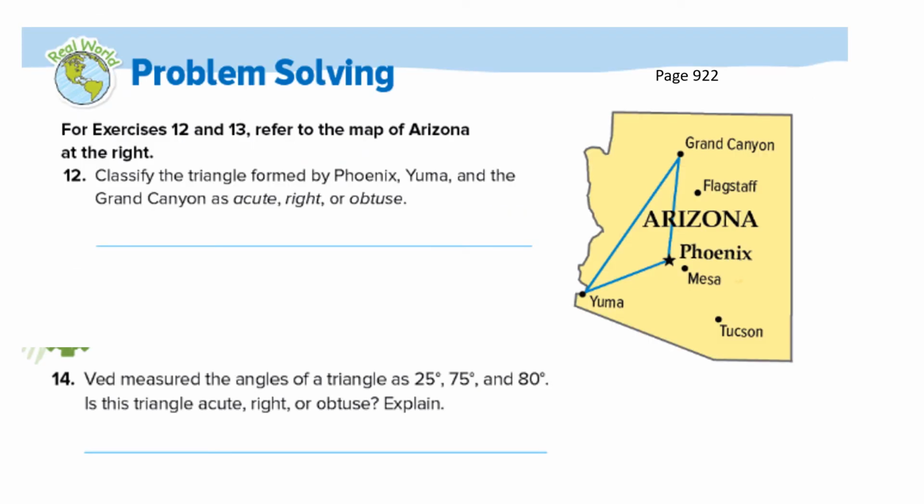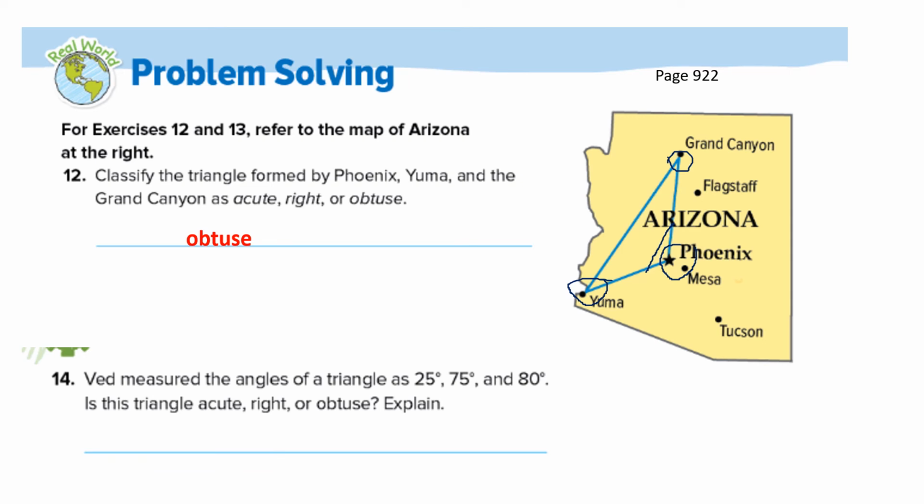Okay, ladies and gentlemen, let's look on page 922. Classify the triangle formed by Phoenix. Here's Phoenix, Yuma, and Grand Canyon. Well, when you connect them all with the line segments, you see that there's this big angle right there, which makes it an obtuse angle.